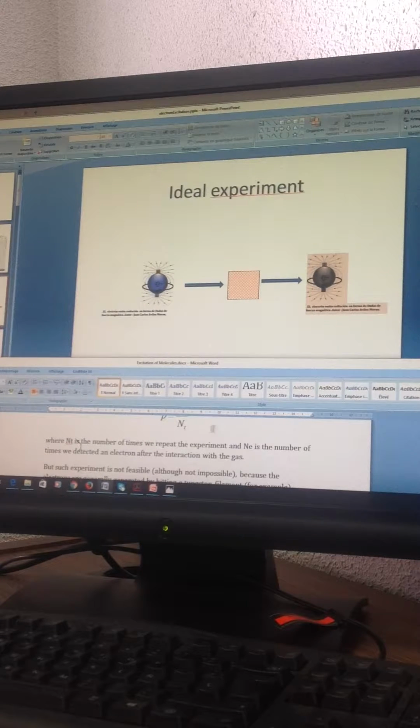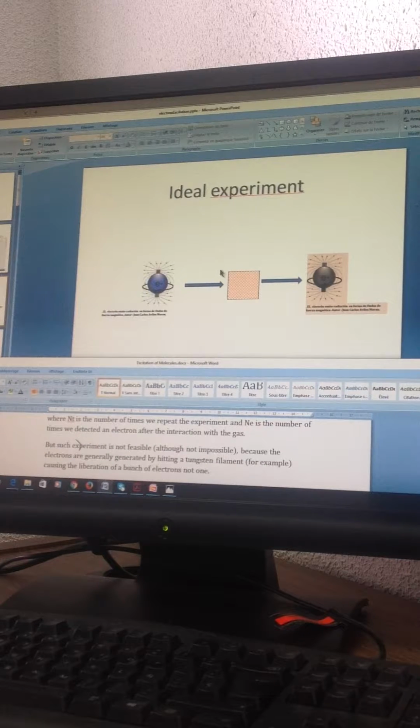This gives you the probability of your electron not interacting with the gas, and 1 minus that is the total probability, the probability of any kind of interaction to take place in the gas target. And this is specific normally to each gas.